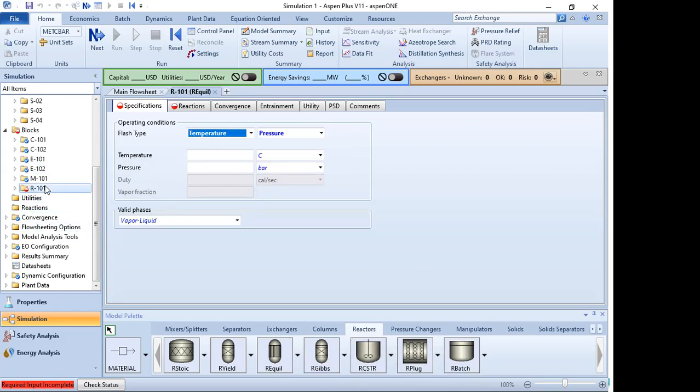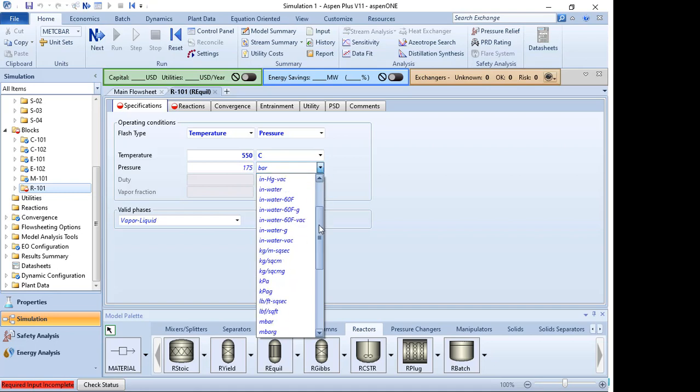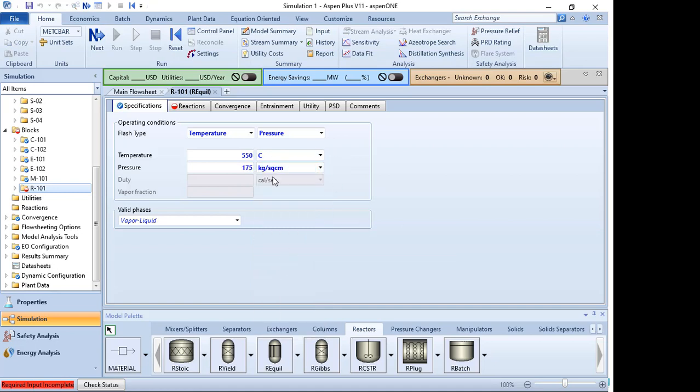Oh, we forgot to enter the information for the reactor. For the reactor, you can put the information of the temperature in here, and the pressure is 175. You have to make sure that the unit is the same as in the question. Yeah?